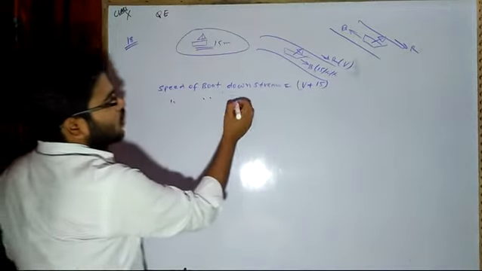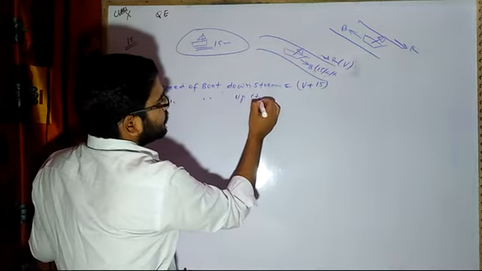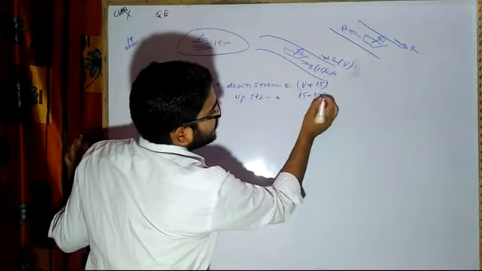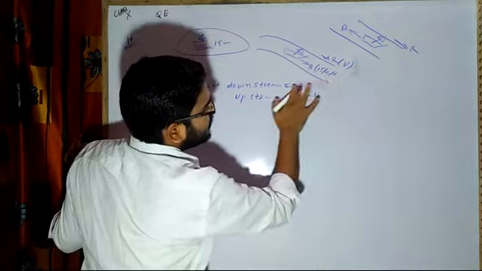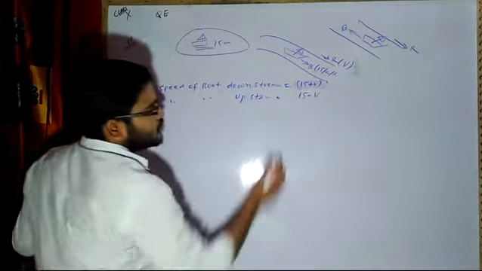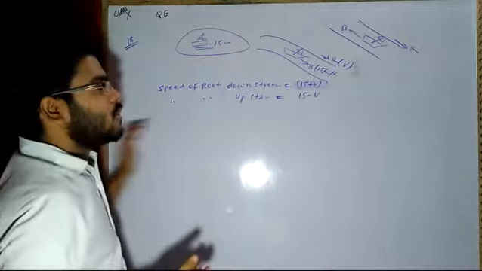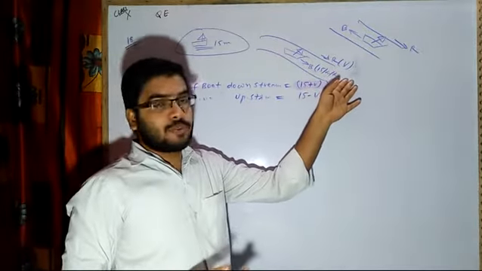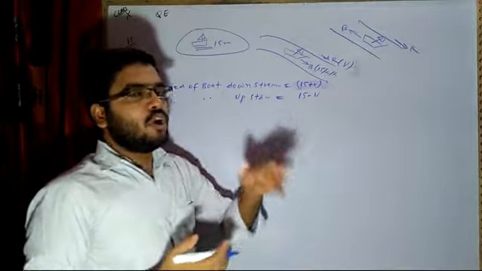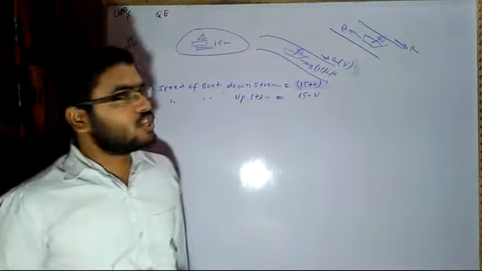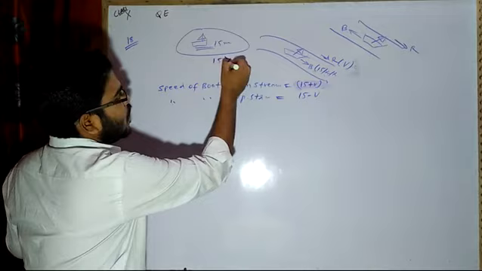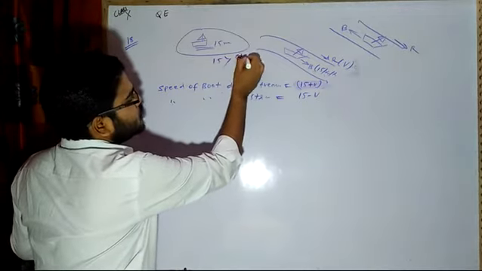Now the speed of the boat upstream will be equal to 15 minus V. Here I could have written 15 plus V. So it is 15 plus V and then 15 minus V. Obviously the boat speed will be more than the river speed, because if the river flows more vigorously, more fastly, then the boat will never reach its destination. So the boat speed will always be greater, that means 15 will always be greater than the stream speed.